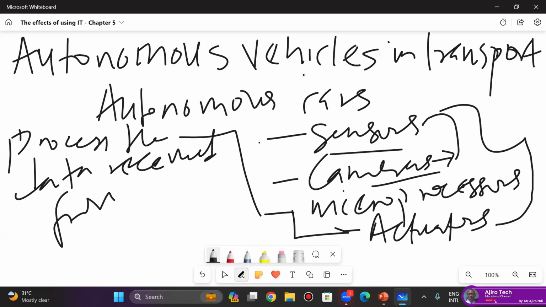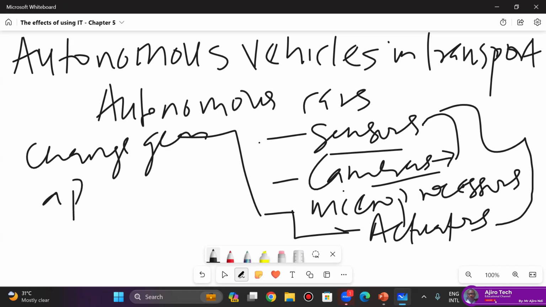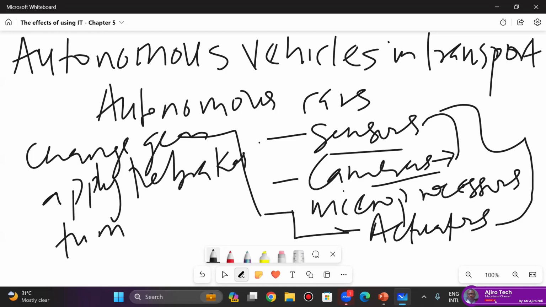So again, the microprocessor processes the data received from the cameras and sensors, and then sends signals to actuators to perform the following physical actions. One of them is change gear. The other one is apply the brakes. And the other one is turn the steering wheel.